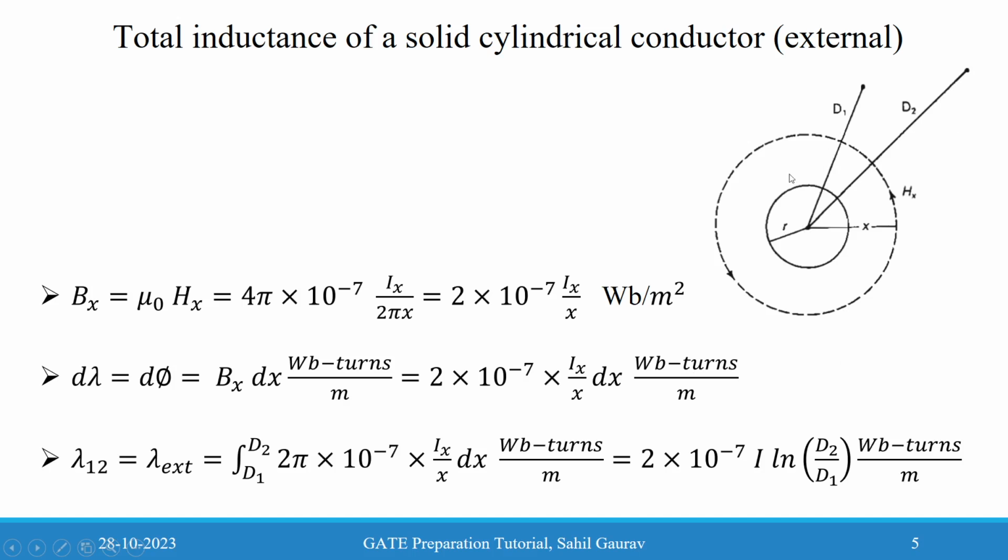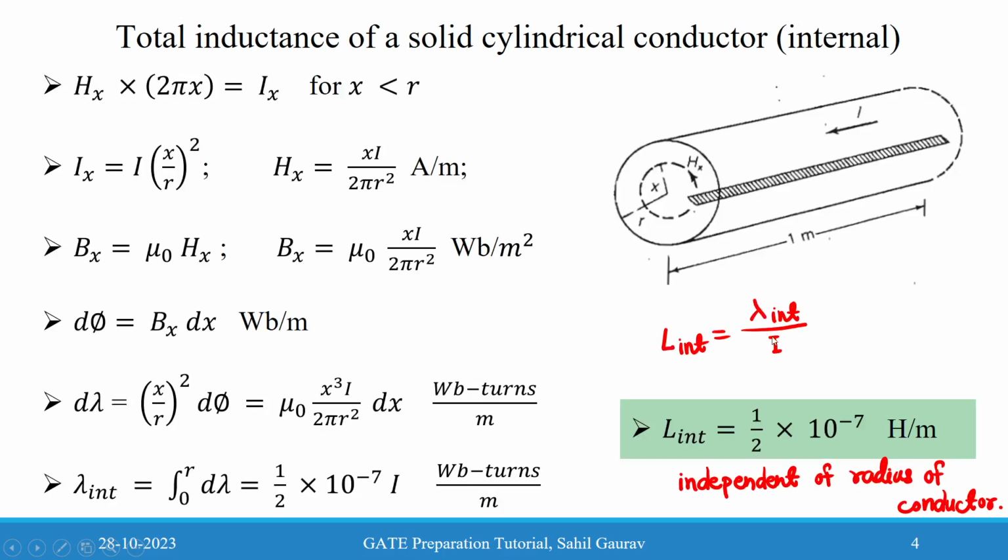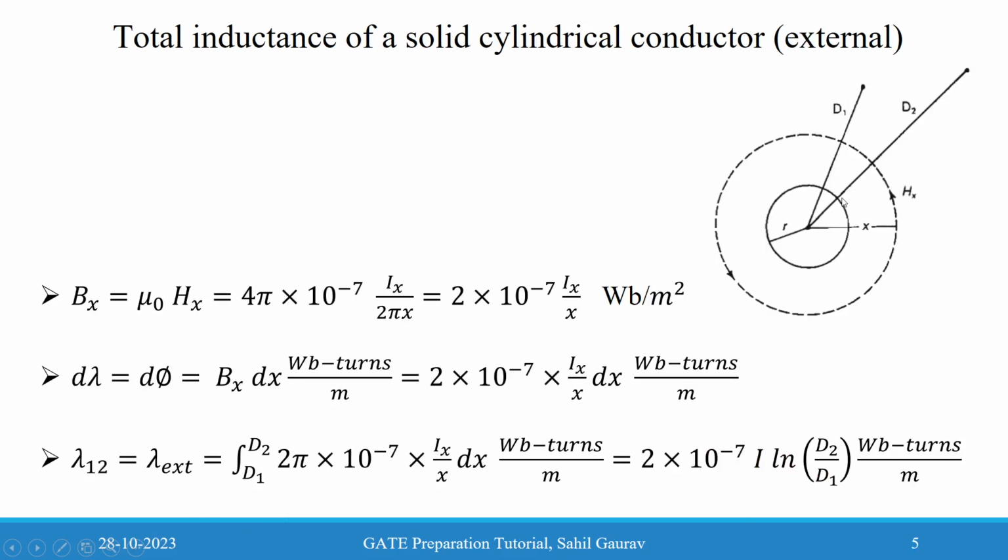Because we are calculating the external flux linkage, we could not take the point inside the conductor; we have to take the point outside the conductor. Sir, in the previous case we considered 0, because we considered the first point as the center of the conductor, right? Yes, sir. Then, sir, we can take from distance r to d2 directly.